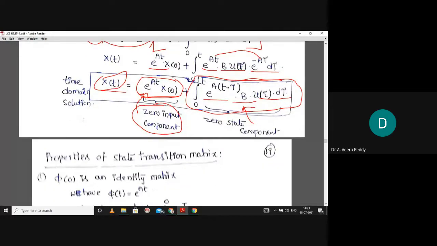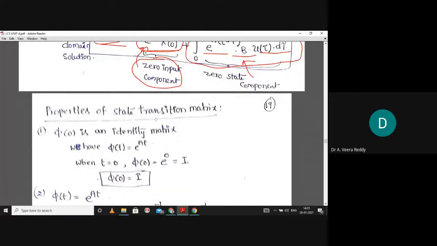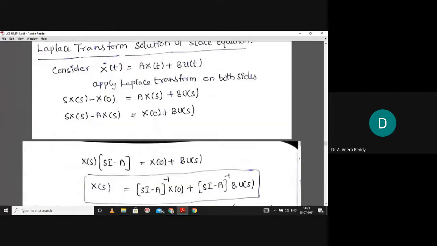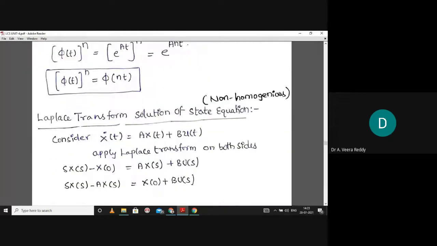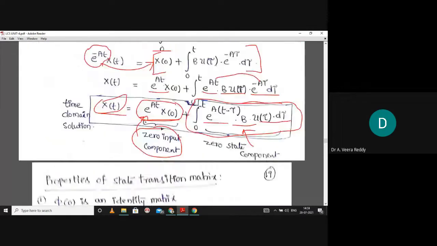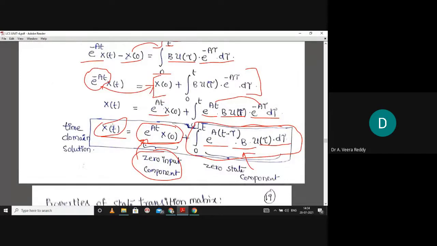So in the next class, already the time is only 5 minutes. In the next class, we'll discuss the properties of the state transition matrix, and thereafter we'll go for some problems. Also we'll see one more method, how we solve the problems using the Laplace transform approach for non-homogeneous equations also, because when you solve problems using x of t equals e power At x of 0 plus integral 0 to t e power A(t minus tau) Bu of tau d tau, it is very complicated to apply.